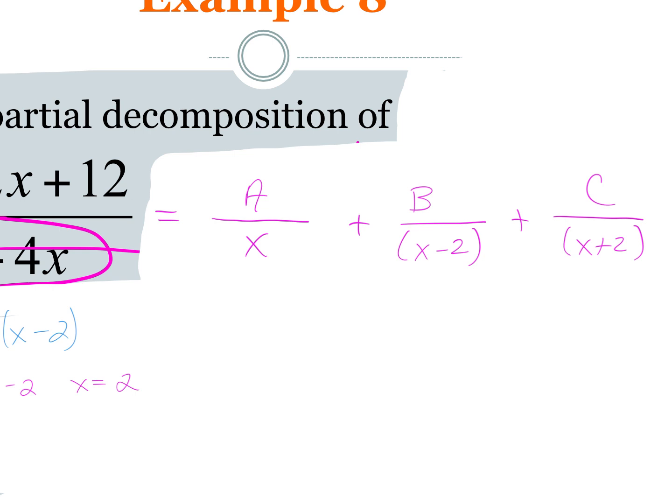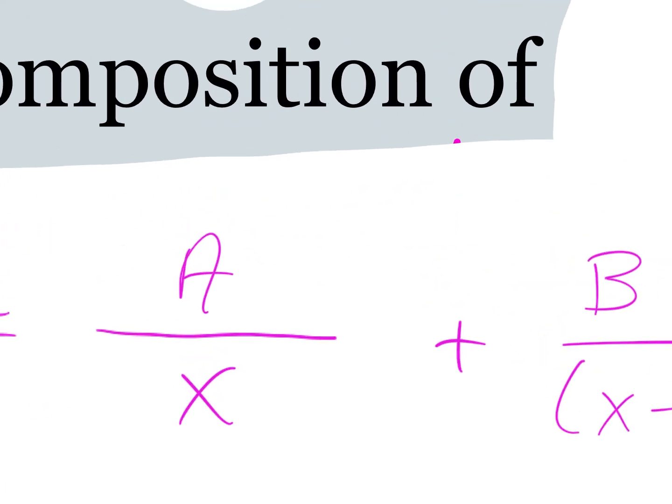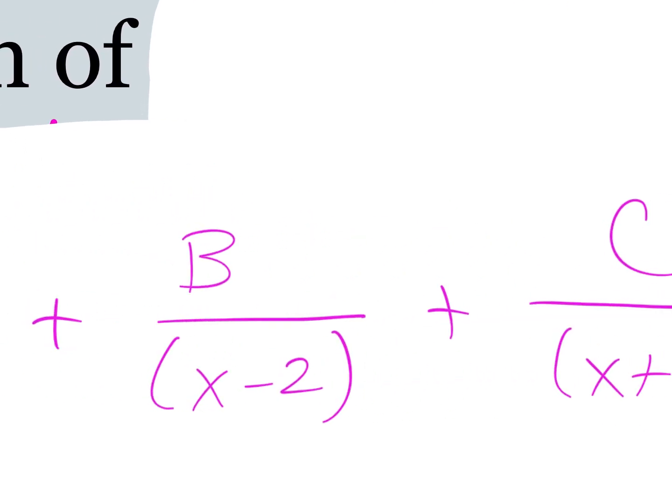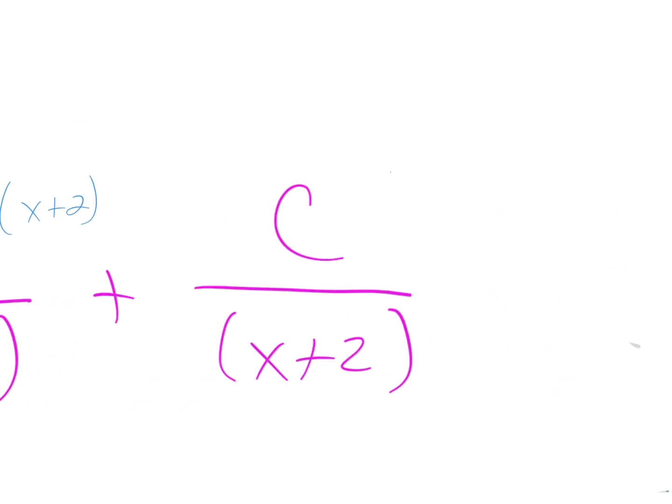So now we have to make each side of the equation balanced. A has the x. What is it missing? X minus 2 and x plus 2. So I'm just going to write that as x squared minus 4. B has the x minus 2. What's it missing? X and x plus 2. C has x plus 2. What's it missing? X and x minus 2.